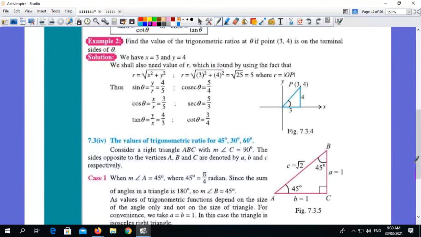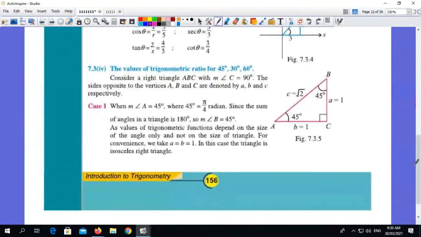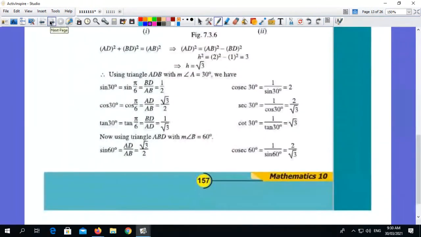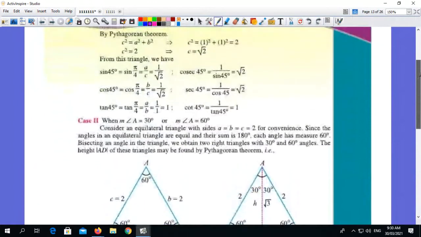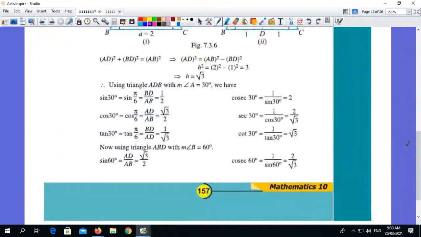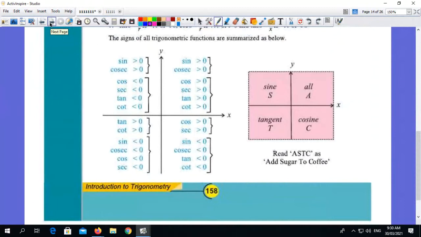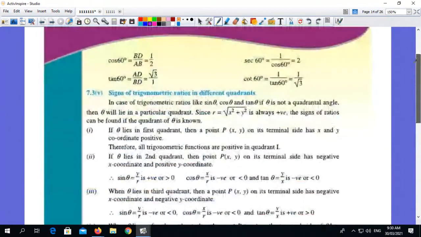Example number 2: find the values of the trigonometric ratios at theta if the point is on the terminal side. Examples are exempted in the short syllabus, so we skip this topic. The next topic is the value of trigonometric ratios for 45, 30 and 60. These explain how sin 45 is equal to 1 by square root 2. Read it carefully. We skip this topic because we don't need to solve or explain it here. Okay.